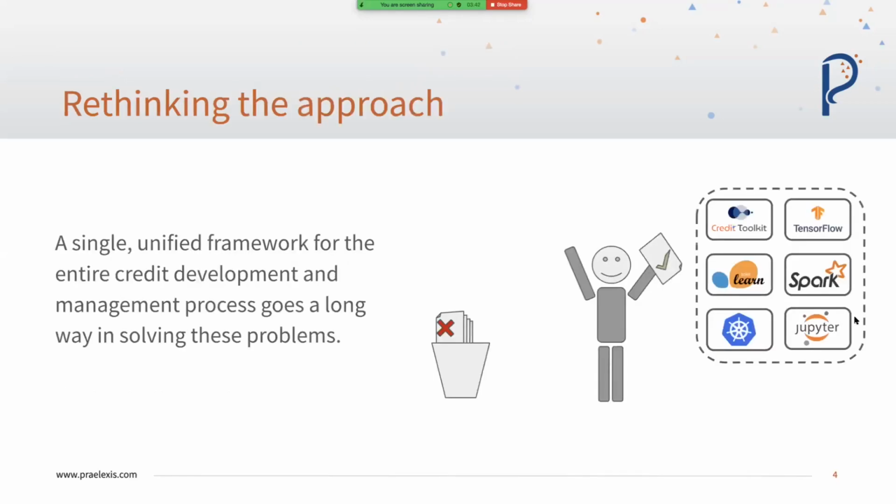As we observe these problems in industry, we developed a single unified framework for the credit development and management process. Our approach is based on several common open source tools within the data science world, such as Jupyter Notebooks, Spark, Python, Scikit-learn, TensorFlow, and standard version control. Our solution works on premise and in the cloud. We recommend, however, a cloud-based approach. The following principles guide our design.